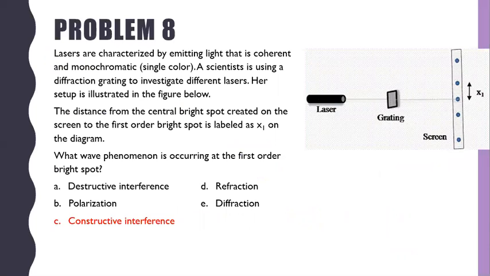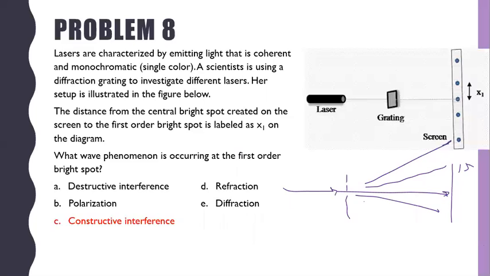All right, so this is the idea of shining light through, and the diffraction grating is a series of openings. Light comes in and will go straight through, but there'll also be some that will give you a constructive interference up here at a first order, and up here at a second order, and likewise down here. So that's the drawings that we know from Young's experiment. But this is asking what phenomena happens at the first order bright spot.